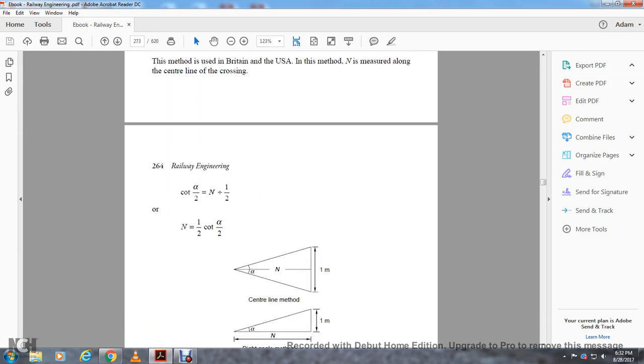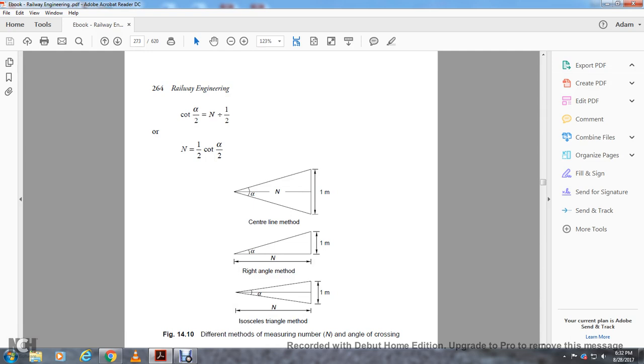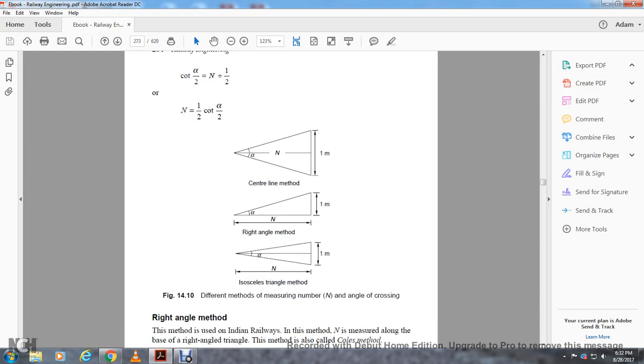The cotangent of A over 2 is equal to n divided by 1, or n is equal to 1/2 times the cotangent of A/2. The methods are the center line method, the isosceles triangle method, and the right angle method.